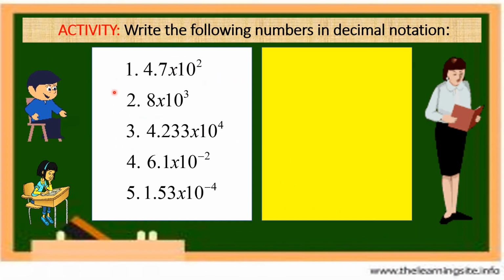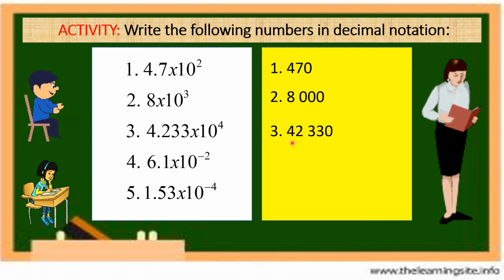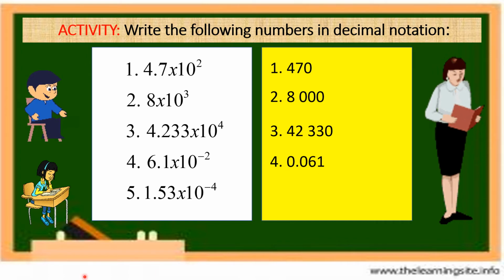Answer the activity. For number 1, 417. Number 2, 8,000. Number 3, 42,313. Number 4, 61,000. And the last number, we have 153 millions.